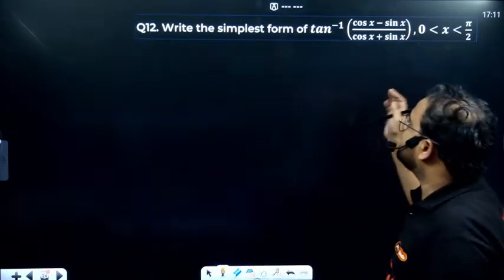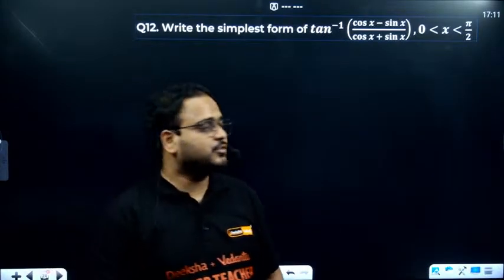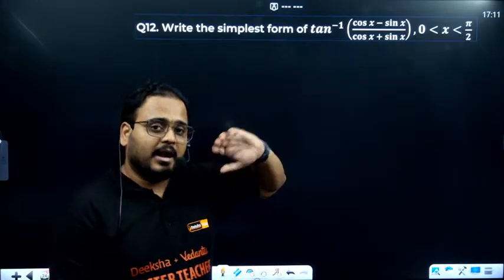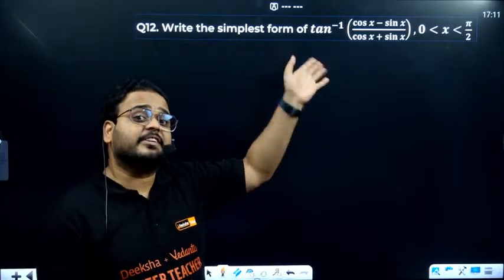Write the simplest form. This is a very unique problem, and I'll show you another form of this also. I have this, so please remember this question over here. After a couple of problems, I'll show you this form can be asked in different ways as well.